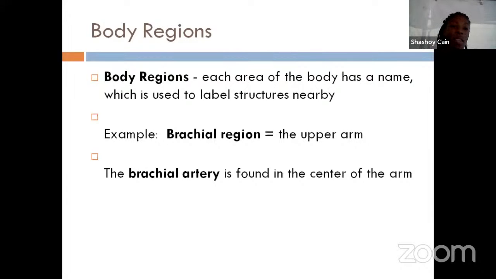Right. So the different body regions. Each area of the body has a name.